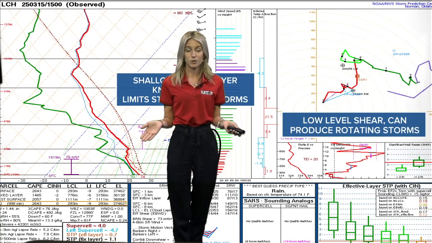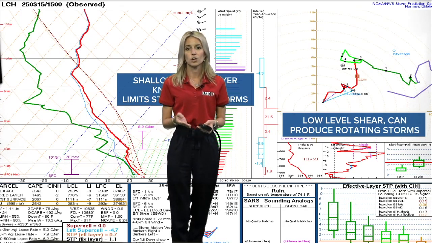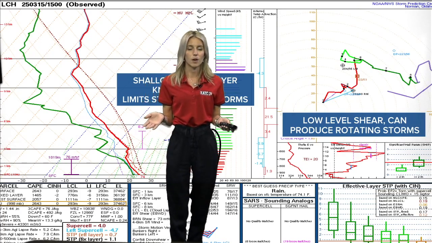This is the information we need and what helps tell us what's going on. Weather balloons are critical, they're irreplaceable, and this is just a great example as to why.